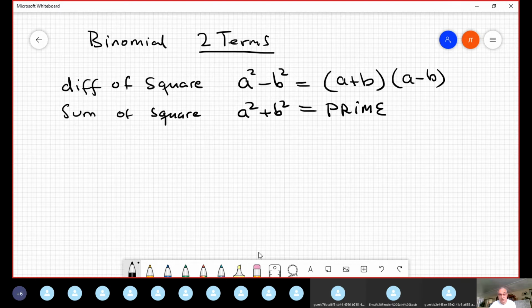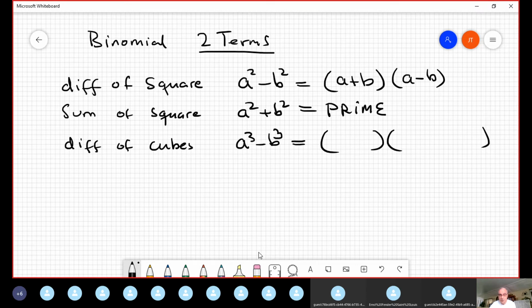Leave it like that. Now the difference of cubes is a cubed minus b cubed. The factorization is a little bit more complicated because it's a binomial and a trinomial: (a minus b)(a squared plus ab plus b squared). This is a formula. You don't need to memorize it. You could have it in your notebook and apply it when needed.